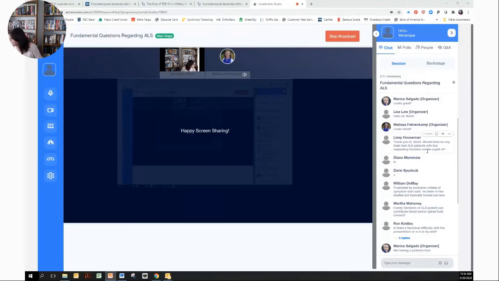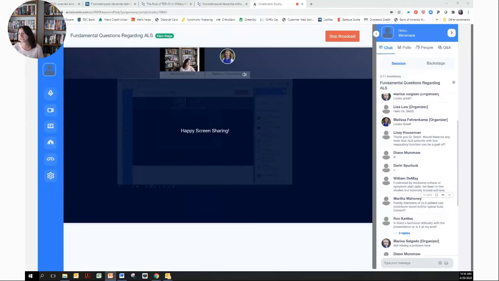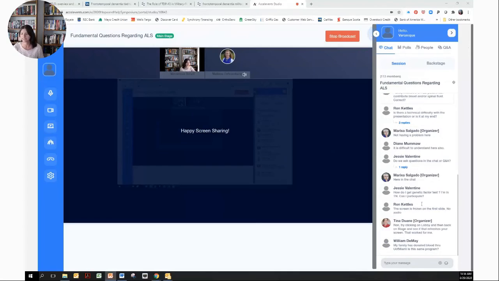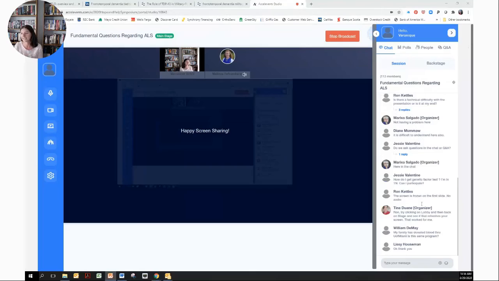Family members of ALS patients can contribute blood and or spinal fluid, correct? Yes, they do, definitely. And this is what we actually use the most, blood, because we can extract so many things from blood. And CSF is very useful as well, because this is basically what the brain and the spinal cord are bathing in, right? So it has direct contact with the central nervous system that is affected in disease. So this is very precious, but blood and CSF are what we use most of the time.